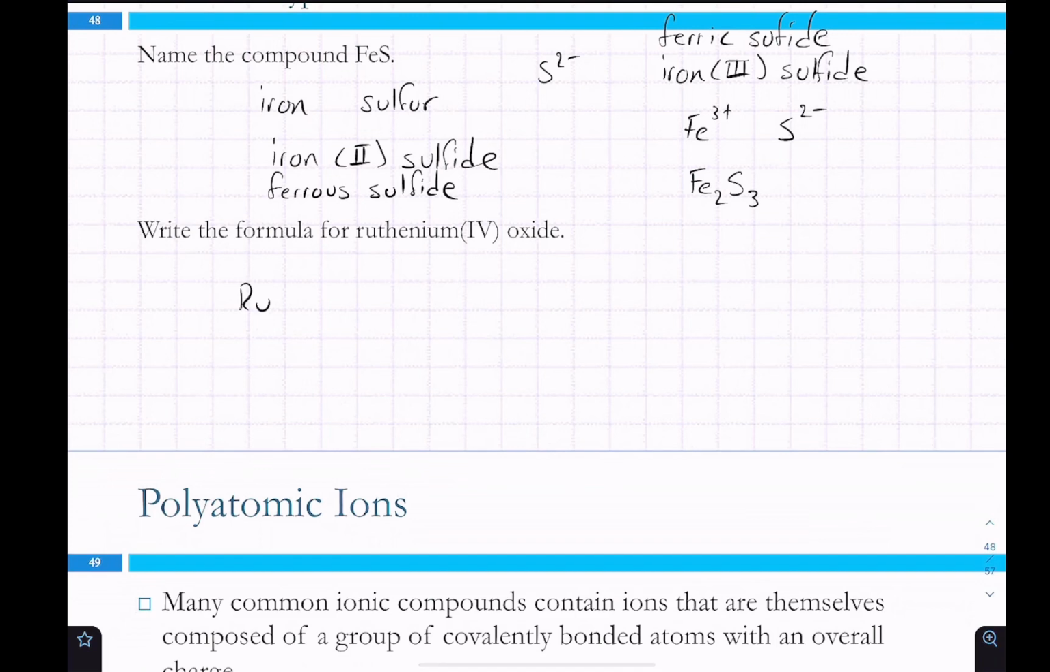So ruthenium is Ru. Oxide, O. And then what's the charge on ruthenium? 4+. And then on oxygen, oxide? 2-. So how do we balance those charges? What's that? RuO2.